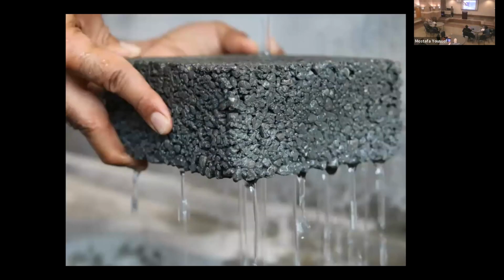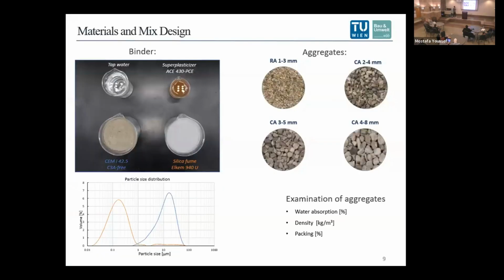So here is shown a picture made in our lab with crushed aggregate 3 to 5 millimeters, where you can see the water flowing through the stone. And now I'm going to go through the work which we did in our lab, which is completely based on experiments and on optimization. For the binder, to investigate the fresh properties of cement paste, we used cement, silica fume, superplasticizer, and tap water. In the diagram below, you can see the particle size distribution.